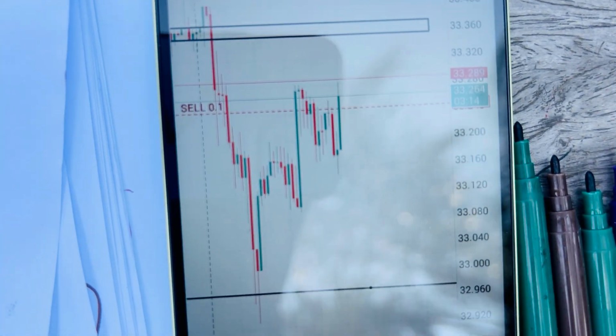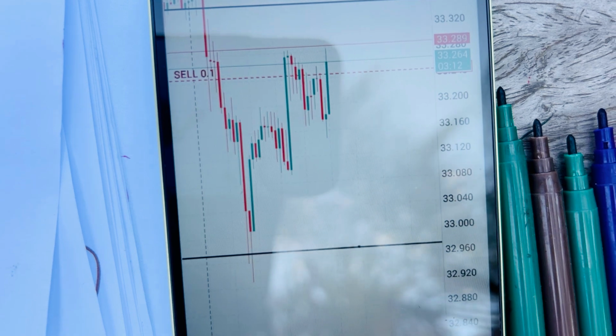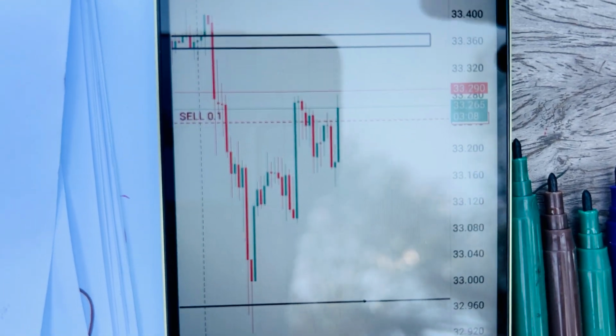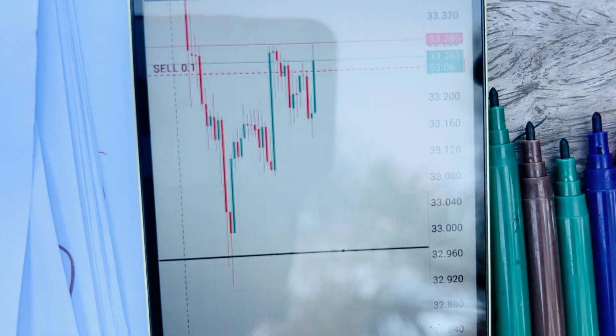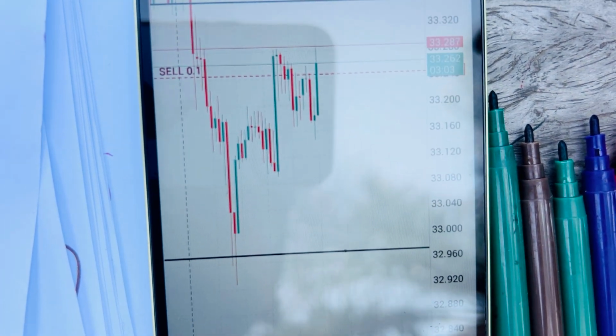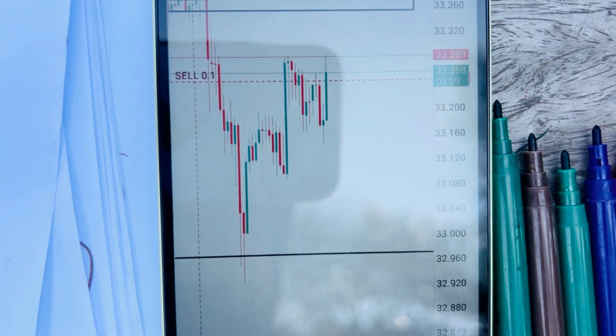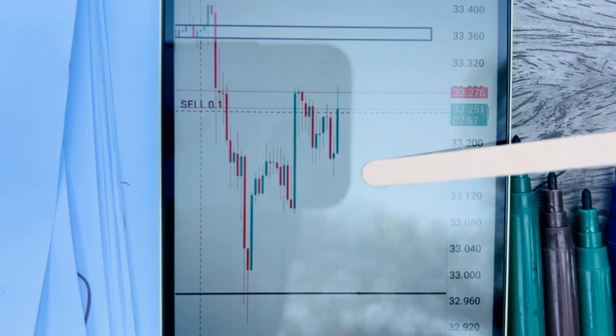Make sure that you do not just enter a trade just like that. So if you're tired of random entries and inconsistent trades, start top-down analysis. Every time, you will never look at the chart the same again. So this is what you have to do.